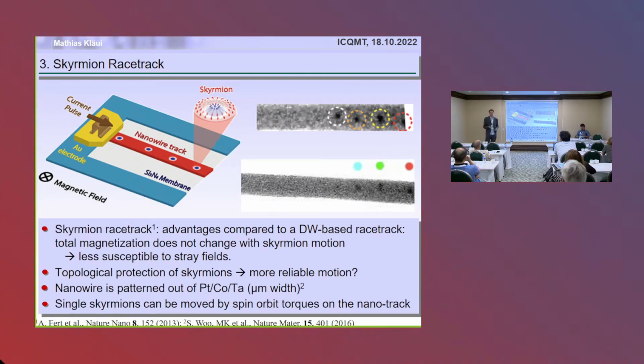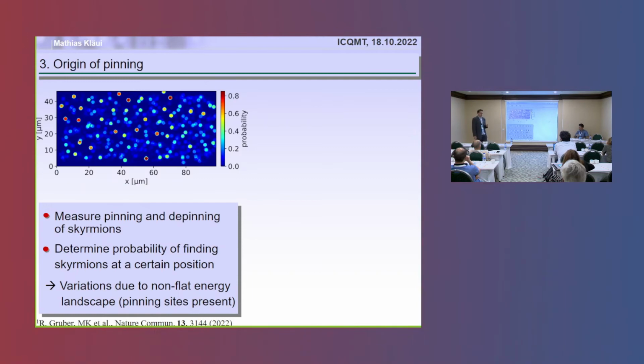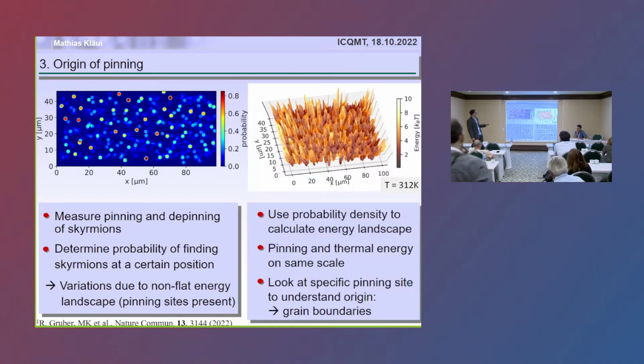Where does this pinning come from? So that's something which we spent quite some time investigating. And what we did is we looked at a sample and we determined the energy landscape of a sample. And red spots are pinning sites, and black spots are areas where the sample never goes. So from this, we can actually determine the energy landscape. You see it's rough. It's not flat. So skyrmions like to sit in certain positions, and they are repelled from other positions. So we can calculate the energy landscape.